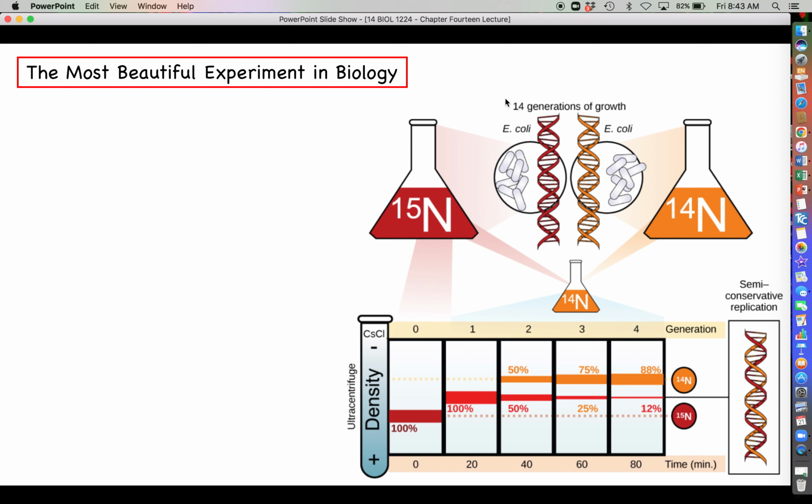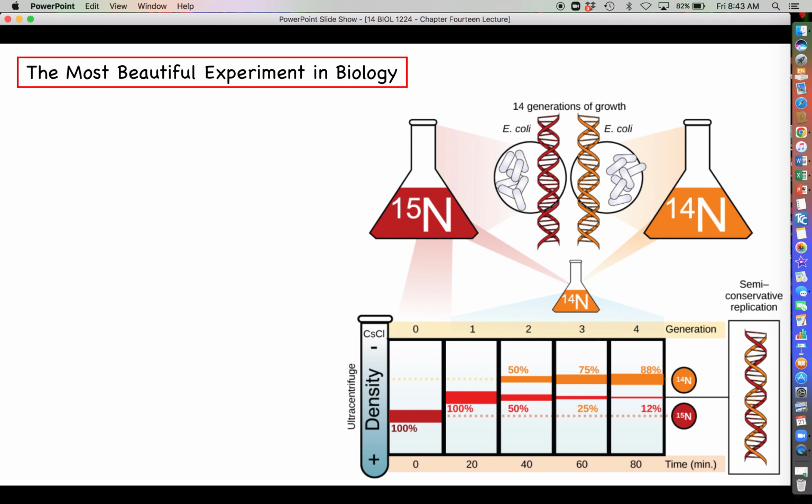So this illustrated figure here gives you the idea of what is actually happening. Like we said, for 14 generations of E. coli growth, we grow the bacteria in growth medium containing nitrogen 15. So if we isolate the DNA by putting it through a cesium chloride centrifugation gradient, then all of the DNA should sediment as a heavy molecule, as you can see here. The idea with this centrifugation experiment is that heavy molecules should sediment further down in the tube, and light molecules should sediment further up in the tube.